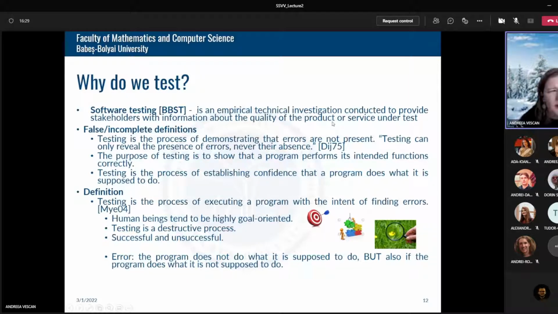And we will see later that this quality of the product means either that you find the bugs or not, that the application is ready for the release or not, and so on. And the most important fact is that this information you need to provide to the stakeholders, so for those that actually are directly involved in the use of the application.